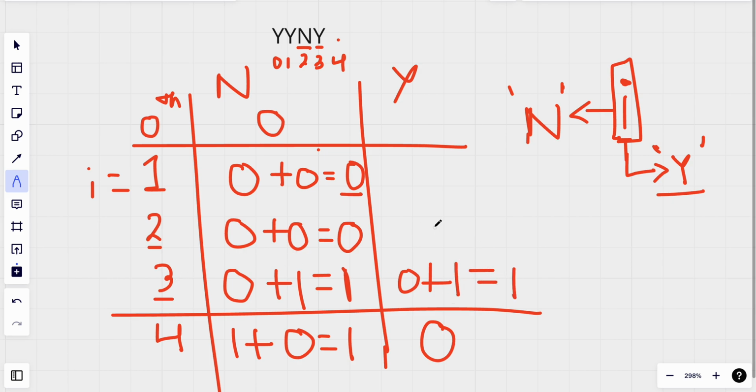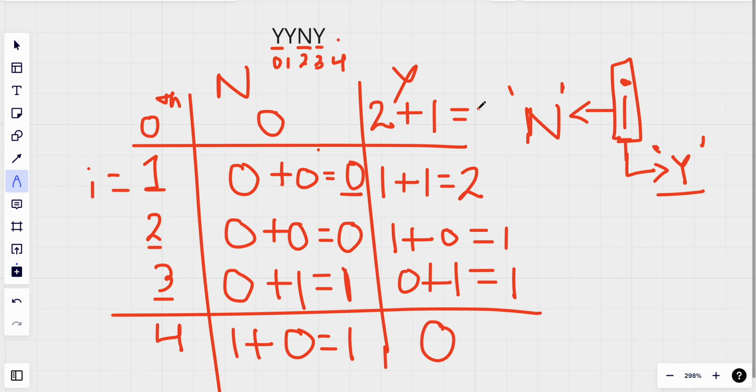Okay, now similarly for index 2, we take the value after that, so that is 1, the number of y's after that index, plus the number of y at this index. Since there is no y, that is 0, so it is equals to 1. Similarly for index 1, we take the value after that, which is 1, plus the value at index 1, which is a y, so plus 1, and that is equals to 2. And similarly for index 0, we take the number of y's after that index, which is 2, plus 1 since it is y, and this is equals to 3.